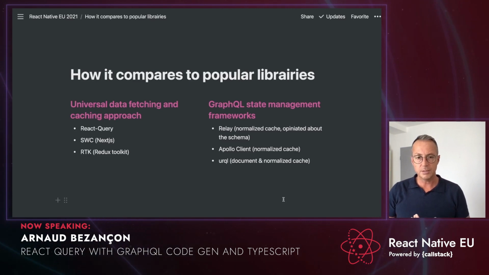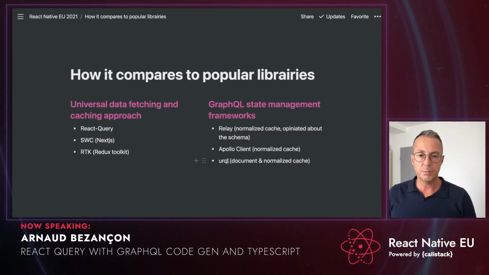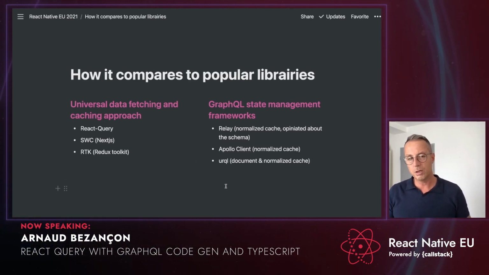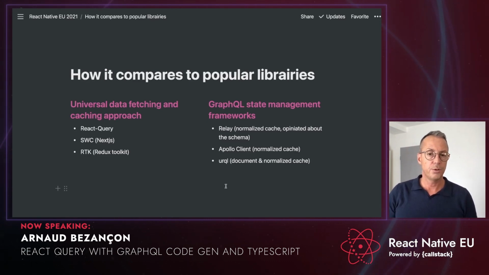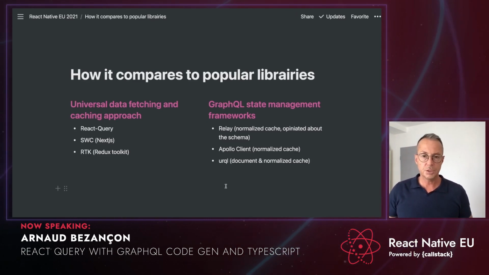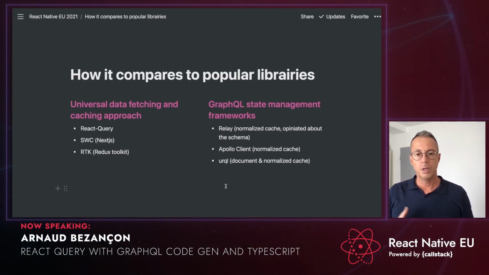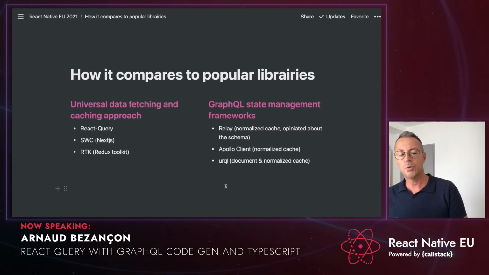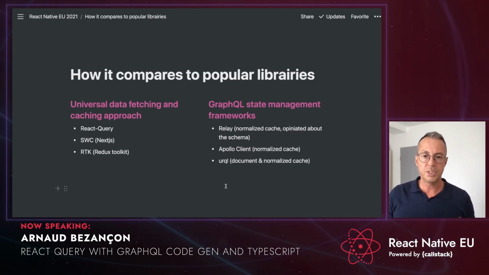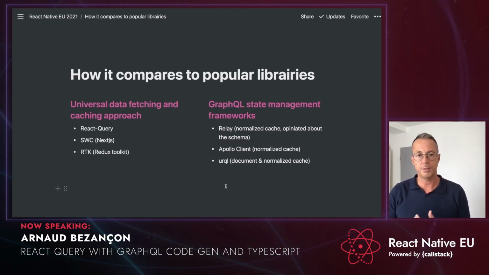So I think it's great. Maybe this is the one I prefer in this category, very close to Apollo Client. So again, just have a look at the documentation, the repo, a real life application example, and just decide first the approach you want. Is it a universal one, or do you want maybe something more optimized about your GraphQL schema?